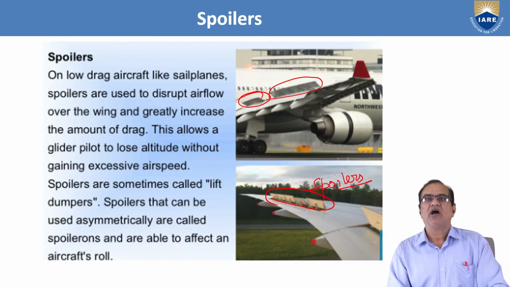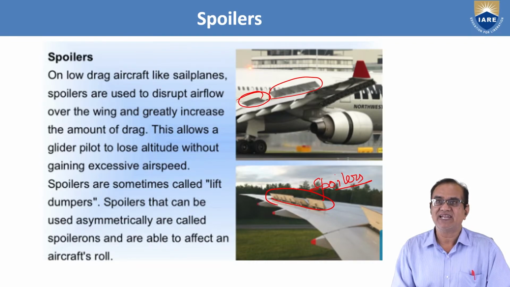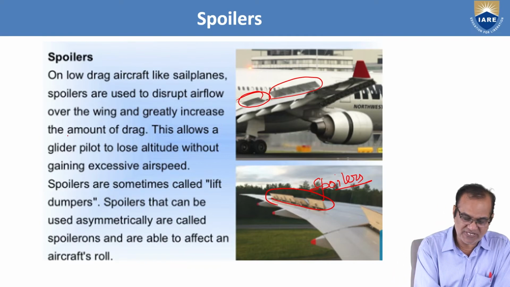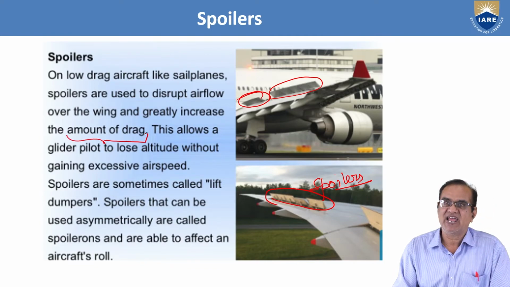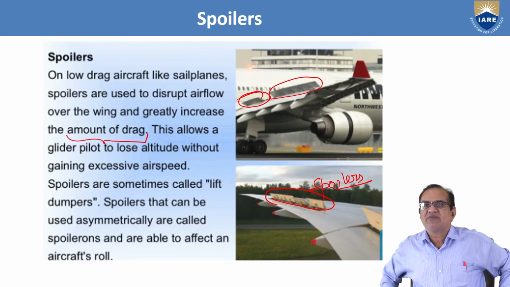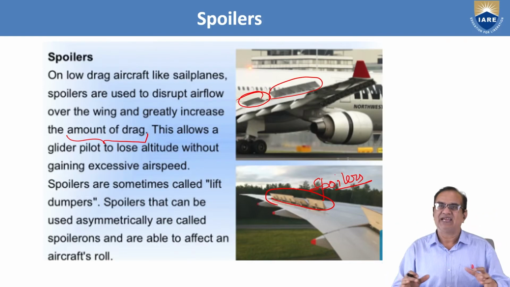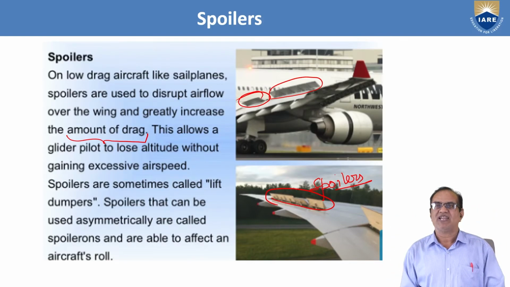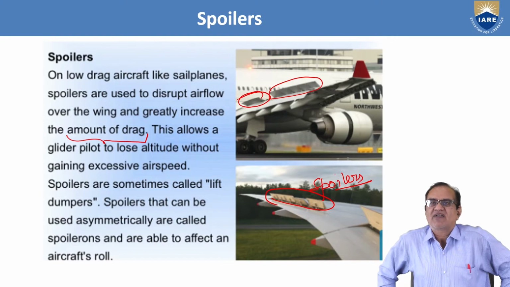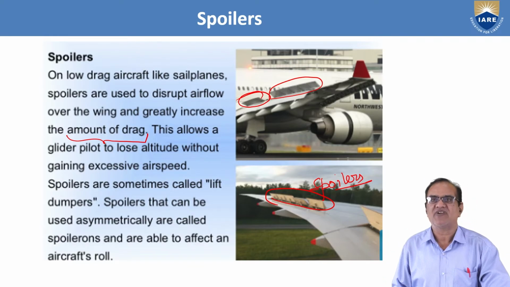On low drag aircraft like sailplanes, spoilers are used to disrupt airflow over the wing and greatly increase the amount of drag. So the purpose of a spoiler is to increase the drag. This allows a glider pilot to lose altitude without gaining excess airspeed. Spoilers are sometimes called lift dumpers, not dampers, it is dump, meaning putting down. Spoilers that can be used asymmetrically are called spoilerons and are able to affect the aircraft roll.